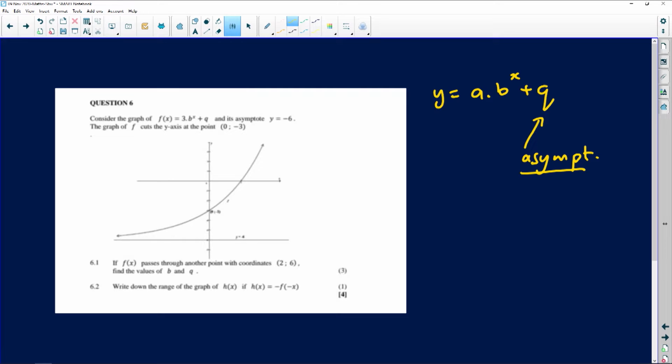Already I'm looking at what is given to us. We're given f(x). According to what is given here, we can basically say y is 3 times b to the power of x plus q. Our q is definitely supposed to be minus 6 because we were told that the asymptote of the graph is at y = -6. So this is like a knowledge question. If you know what an asymptote is and you know the equation, you will be able to find a solution without any problem. So that's the first thing that I've done.